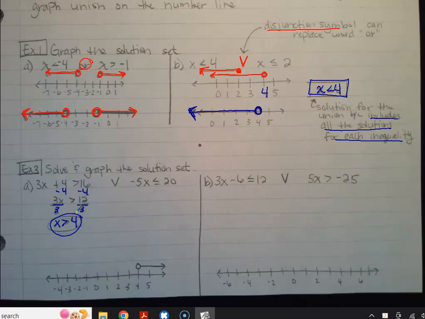All right, which I also graphed. So we've got greater than, open circle, and x is greater than, so it goes to the right. Let's do the next one.